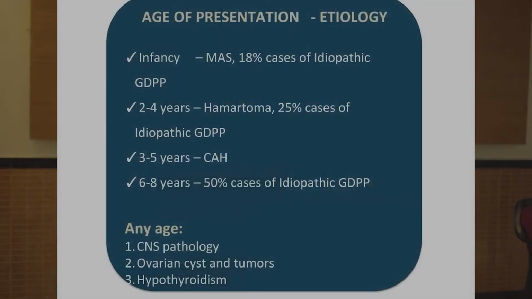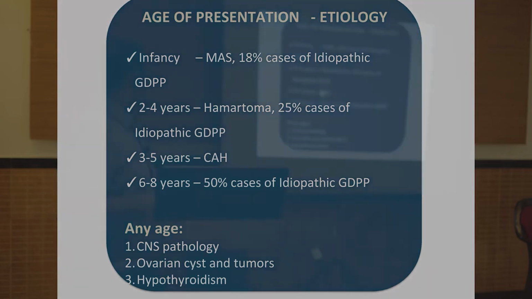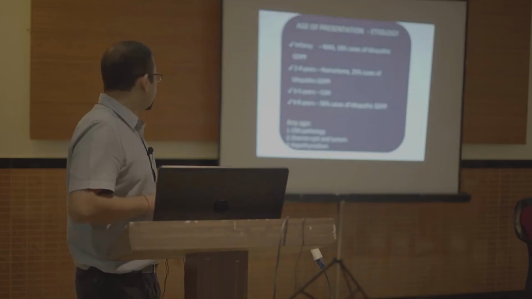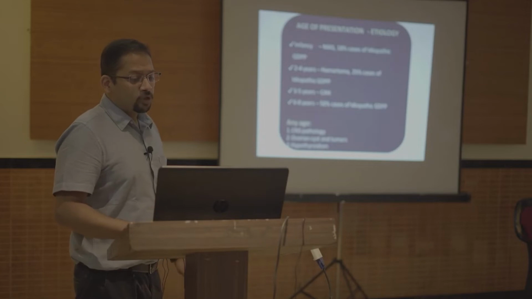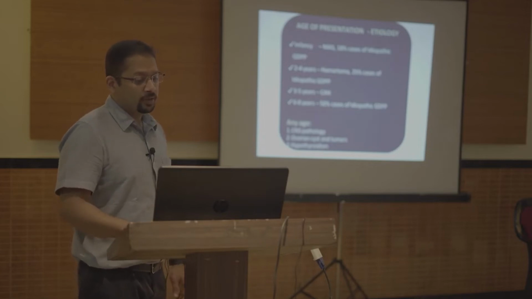So, based on this, the onset of the causes is also different. In infants, if the child has features of precocity, McCune-Albright syndrome is seen in most of the cases; however, 18% of the cases can be idiopathic also. If the age of onset is 2 to 4 years, I should think of hamartoma. That is the common age of hamartoma; however, different cases can be idiopathic. And 3 to 5% of patients have CAH. However, when the age of presentation is 6 to 8 years, then most of the cases of CPP are idiopathic.